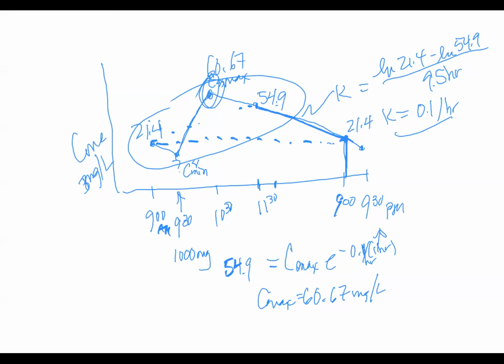60.67 is our max. And what's our min? We're gonna peanut butter this down for a half an hour. So we're at 21.4, e to the negative k, which is 0.1 per hour times a half hour, is gonna give us our C min, isn't it?